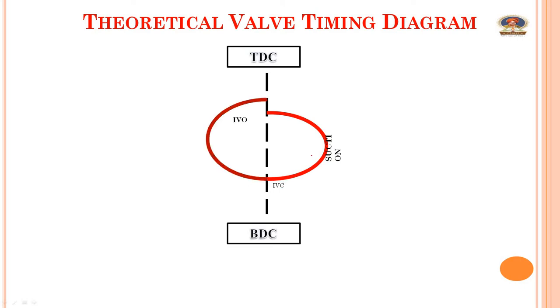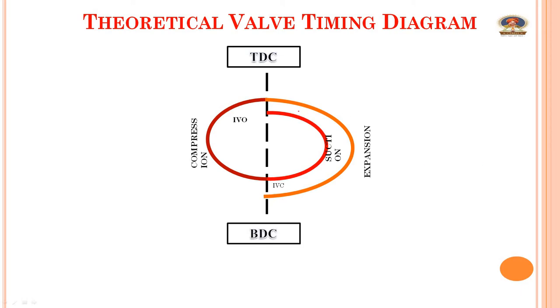In the next 180 degree rotation of the crank, when the piston moves from BDC to TDC, both the inlet and exhaust valves are in a closed position. During this, compression takes place. In the next 180 degrees of rotation, at the end of compression, when the spark is ignited, the gases will expand and push the piston from TDC to BDC.